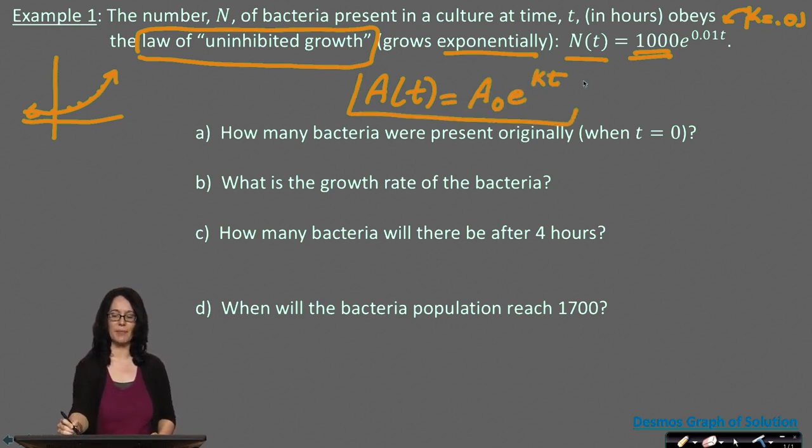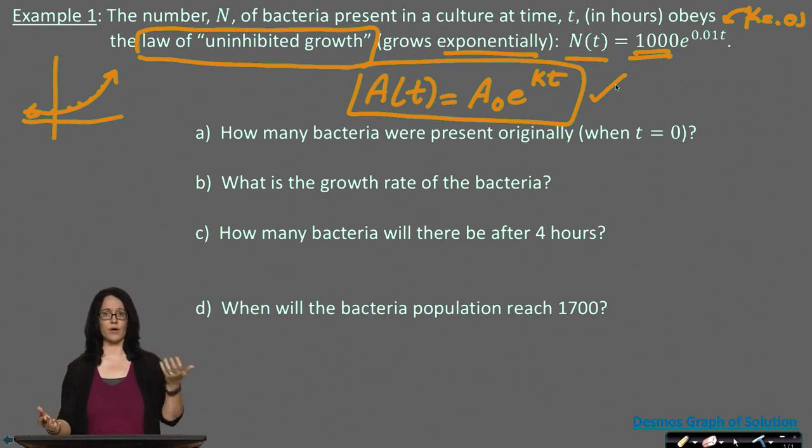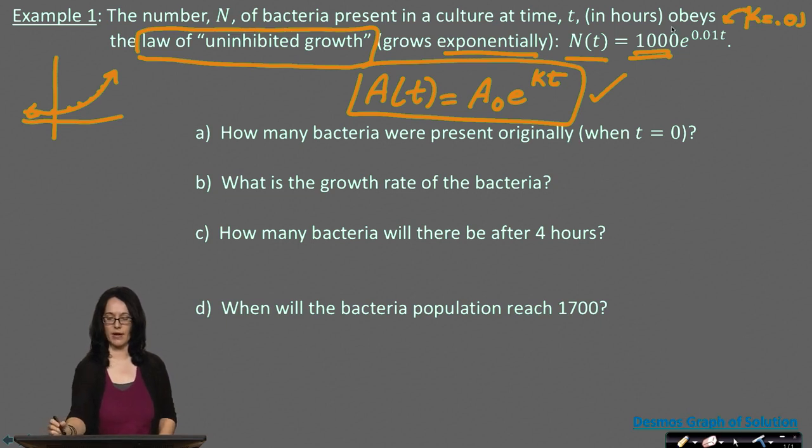Anytime you're talking about populations which are growing or decaying exponentially, that's the model to use. So they've given me a new name for it. Instead of A for amount, N for number. Instead of A sub 0, they've told me the initial amount right here. 1,000 is my initial amount.